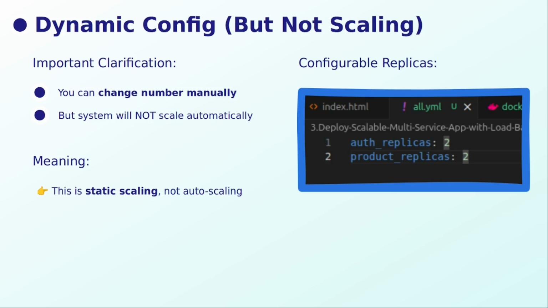Dynamic config. Configurable replicas. We define the number of replicas using a variable. Important clarification: these values can be changed manually, but the system will not adjust automatically, meaning this is known as static scaling. We control the number of instances manually, which is different from an auto scaling system that adjusts dynamically based on traffic.